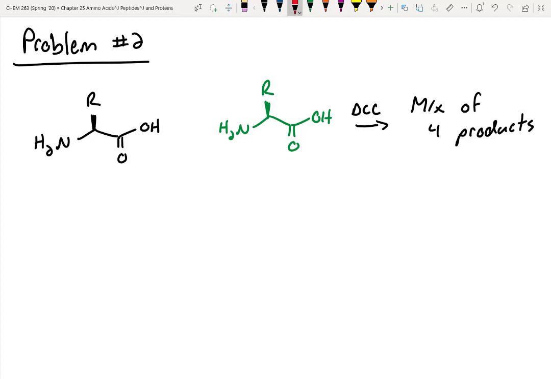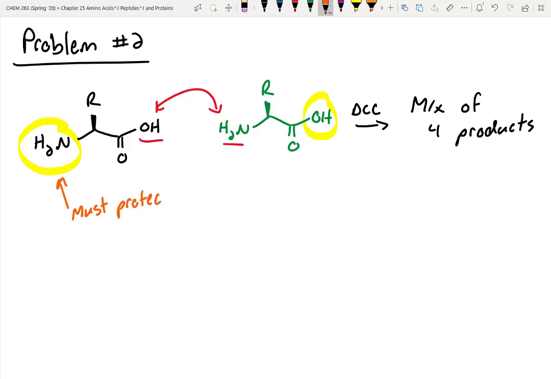So like I said, our goal is to react these two ends together. We don't want these other ends to react. So this OH and NH2 group, we don't want to do anything. So what we need to do is we must protect these groups. And we've talked about protecting groups a little bit throughout the year. There's a ton of different protecting groups.